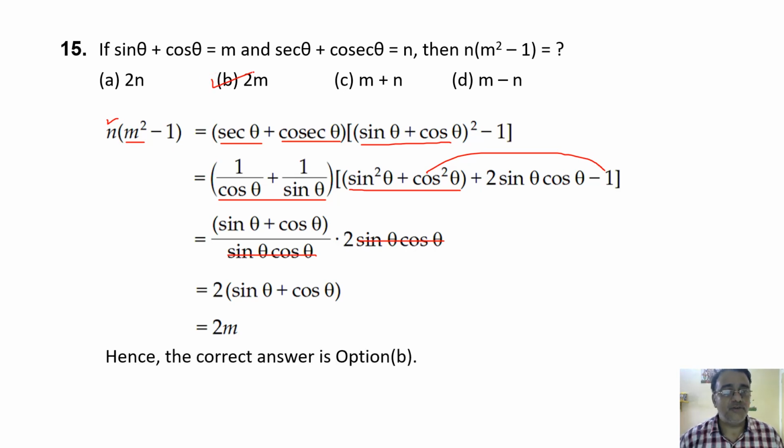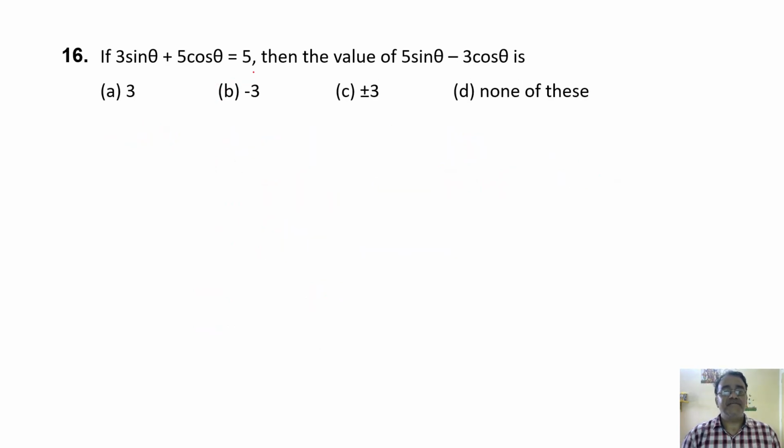So now we are moving toward question number 16. If 3 sin theta plus 5 cos theta is equal to 5, then the value of 5 sin theta minus 3 cos theta is 3, minus 3, plus minus 3, none of these. Okay. So here I am telling a small trick. Whenever this type of question comes, look, the coefficient of sin theta here is the coefficient of cos theta there, and the coefficient of cos theta is the coefficient of sin theta. Here the plus and minus signs change.